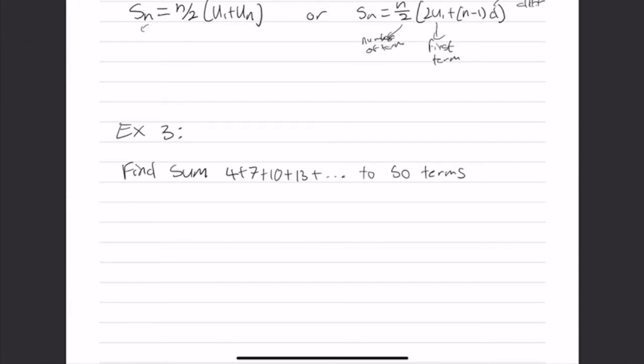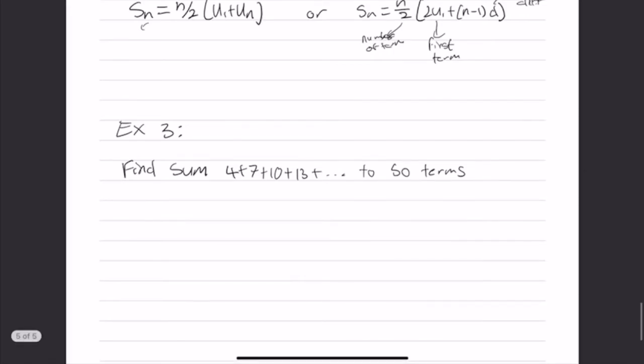So to solve this, we'll have to find out a few things. So u1 we know is 4, so we'll write that down. We know the common difference is 3, because it increases by 3 each term. 10 to 13 is plus 3. And we know n equals 50, because that's what we want to find.